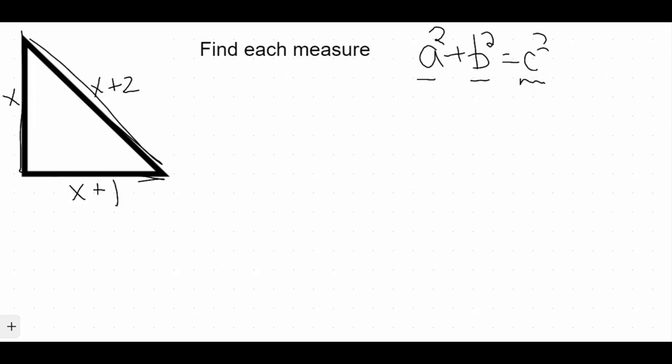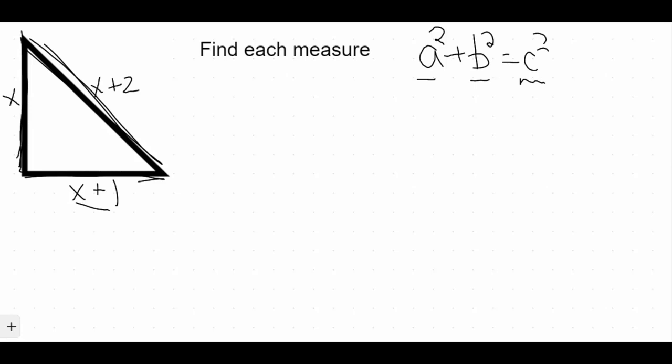Normally it doesn't matter what a and b are. a is one side, b is the other side. It doesn't matter which one you assign for each, just as long as one side is the a, the other side is the b, and then your hypotenuse is always going to be c. So all we're going to have to do is take these given measurements, the x plus 1, the x plus 2, the x, and plug them in appropriately into the formula so that we can solve it.